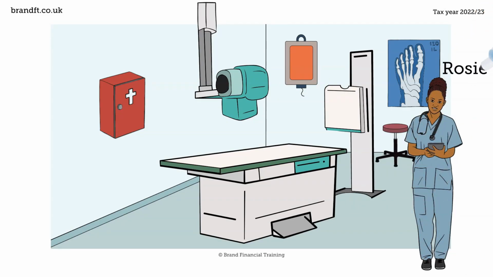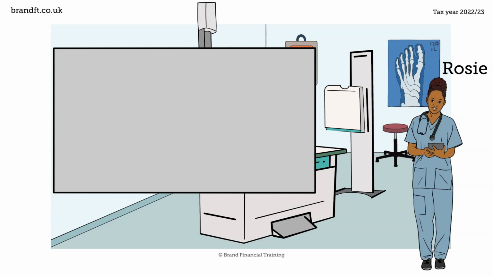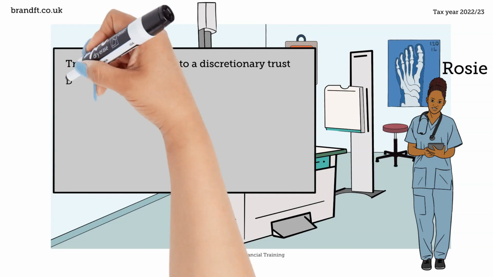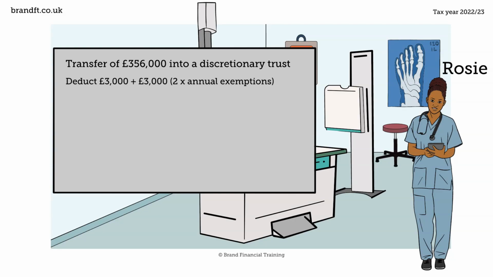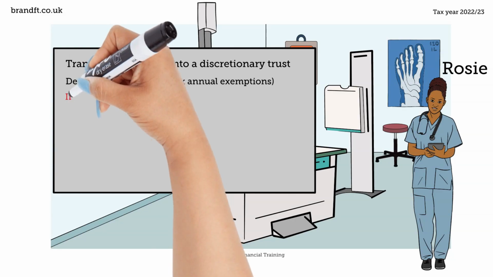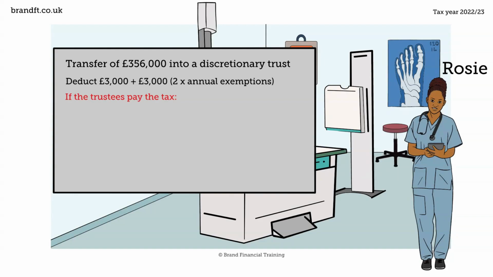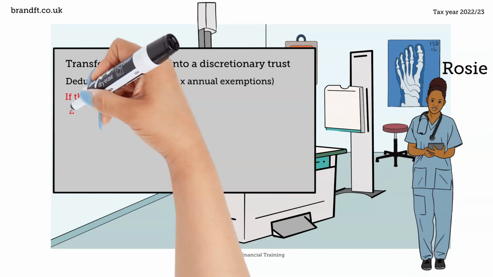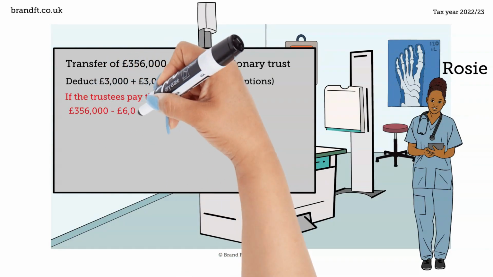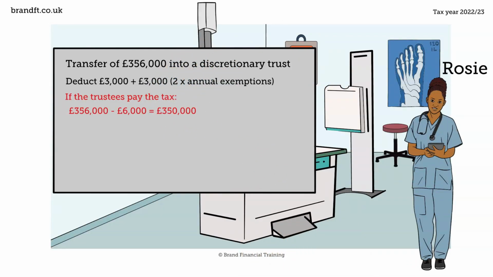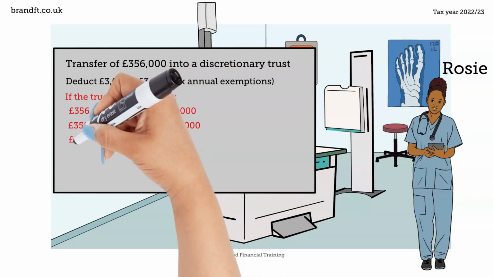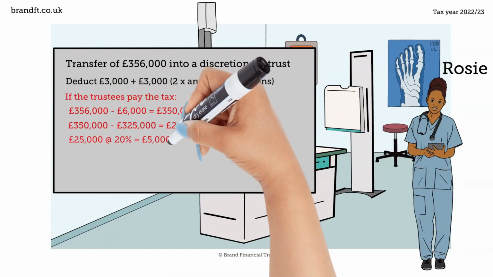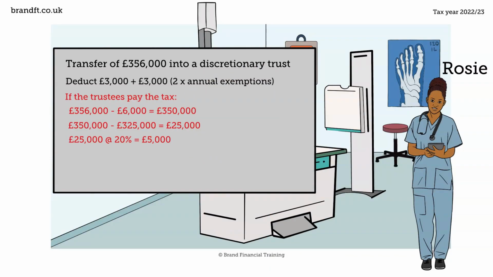Rosie makes a transfer of £356,000 into a discretionary trust. As this is Rosie's first gift, we can deduct the annual exemption of £3,000 for this tax year and the previous tax year. If the trustees pay the tax on the gift, their liability will be £356,000 minus £6,000, which is £350,000. We can also deduct the nil rate band of £325,000, leaving £25,000 to be taxed at 20%, which equals £5,000.